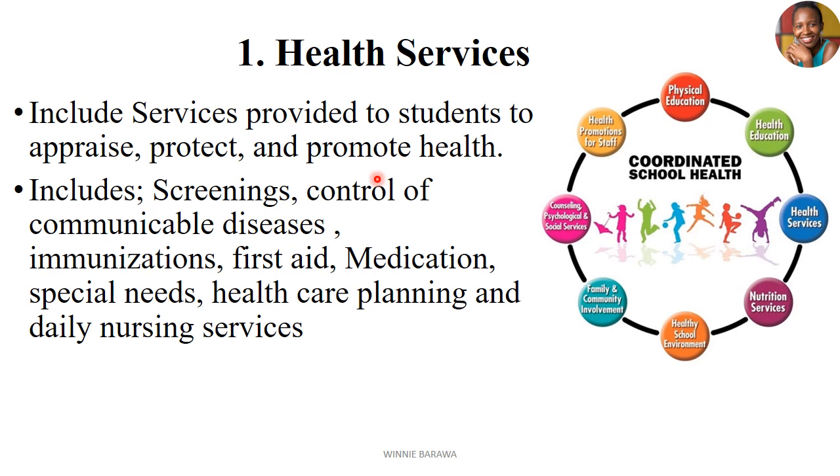These services can vary from health screening. We can have control of communicable diseases. For example, in the days when we had coronavirus as a pandemic, there was need to control these diseases, and so there was need for masking while in school and for social distancing in a bid to control the spread. Then there are immunizations. We have first aid. There is also administration of medications, special needs healthcare planning, and daily nursing services.